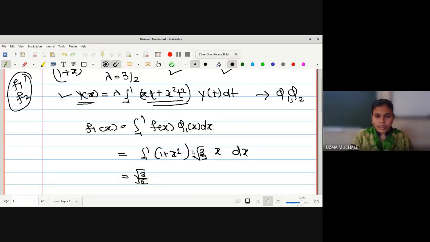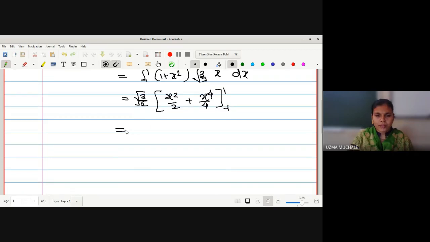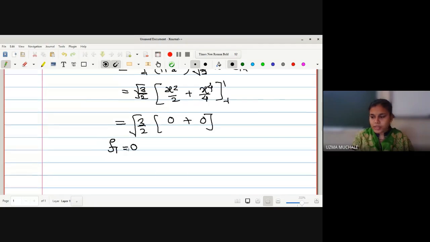Okay, integrating x plus x cube: the integration of x will be x square by 2, and the integration of x cube will be x raised to 4 upon 4, within the limit minus 1 to 1. Now here we have root 3 by 2, and what will be the value of x square by 2 if I put in the limits? It will be 0. Plus, what will be the value of x raised to 4 after putting the limits? As it is even, 1 minus 1 will be 0, na? Okay, so in this way we get the value of f1 is 0 for this example.